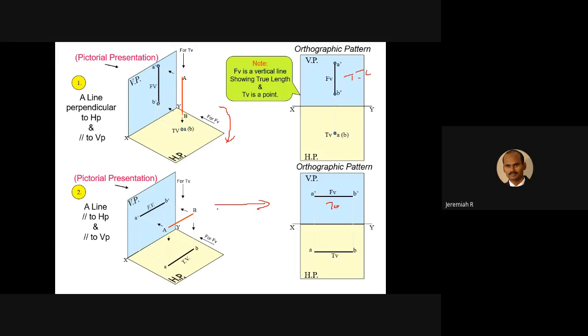When you say true length, it means original length. Original length is 70 mm, here also 70 mm, then it is true length. Here the line length is 40 mm, here also the same 40 mm, so it is called true length. In both the cases, we will get true length. We'll see the third case.